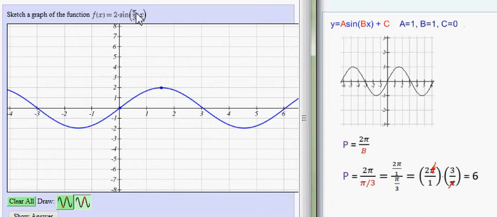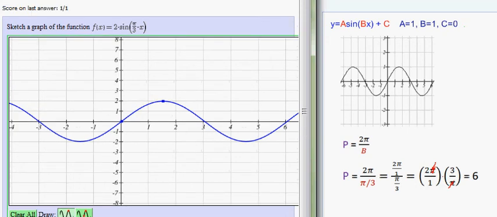So if this was the number 1, which it roughly is, I mean pi is 3.14, and 3.14 over 3 is roughly 1, but if it was exactly 1, then the period would be 2 pi, which would be about right over here. Since this isn't exactly 1, it's just close to 1, our period didn't come out to 2 pi, it came out to be 6. So I'm going to submit my answer. You're not going to see it, but I get credit, 1 out of 1, for this graph.